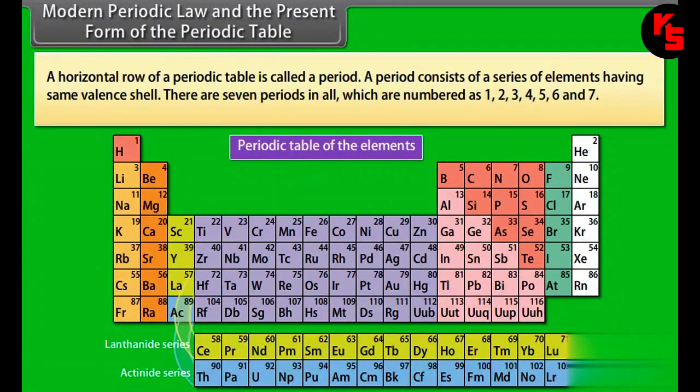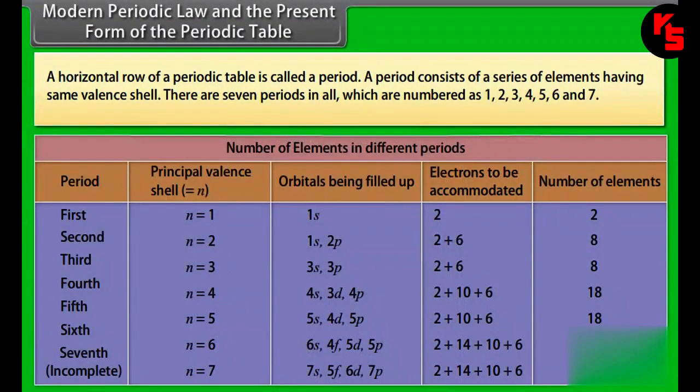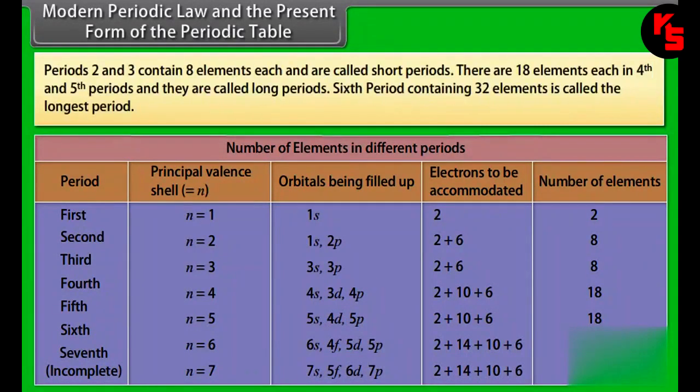A horizontal row of a periodic table is called a period. A period consists of a series of elements having same valency shell. There are 7 periods in all, which are numbered as 1, 2, 3, 4, 5, 6 and 7. Periods 2 and 3 contain 8 elements each and are called short periods. There are 18 elements each in 4th and 5th periods, and they are called long periods. 6th period, containing 32 elements, is called the longest period.